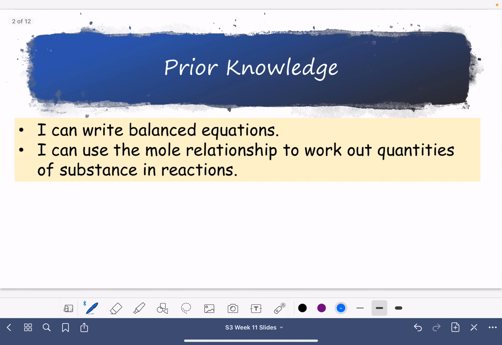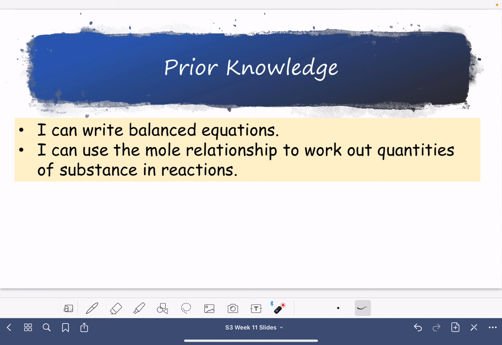And for today's lesson, the prior knowledge we need is to be able to write balanced equations. Now, firstly, if you can't do this, you should probably go back to the lesson that Mr. Shepherd did a few weeks ago and refresh your knowledge of that and practice that skill.